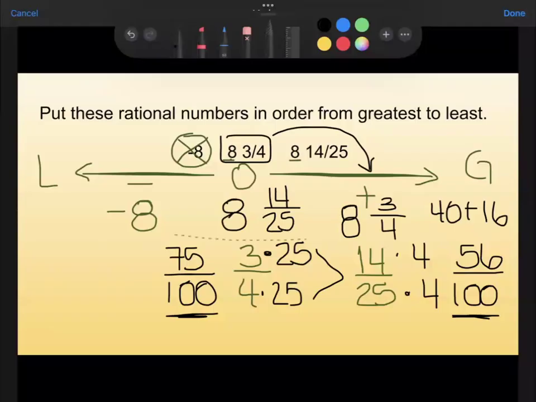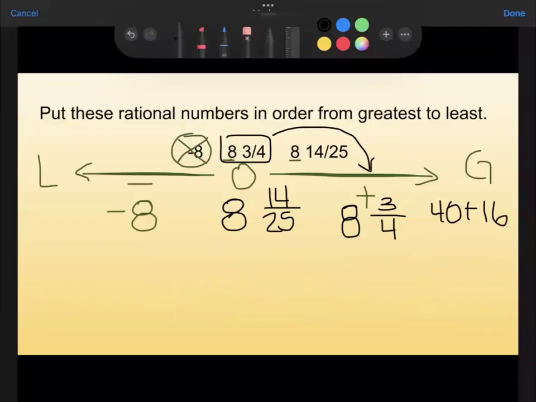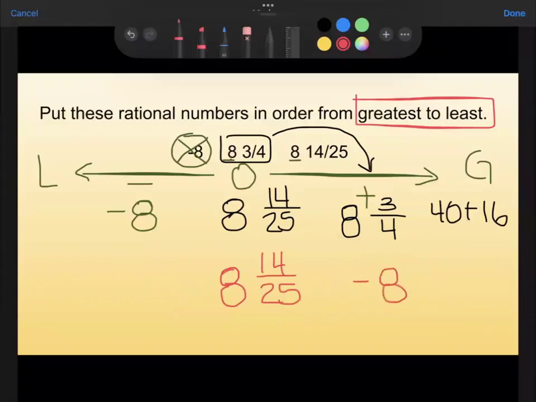So I'm going to erase some of this work just because we're not quite done yet. Remember, I put it in order from least to greatest, but they're asking us to put it in order from greatest to least. So I need to flip this around. I can keep 8 and 14 over 25 in the middle, but I need to put the negative 8 over here and the 8 3/4 over here. So now it's in order from greatest to least. So my final answer here would be 8 3/4, 8 14/25, and then negative 8.